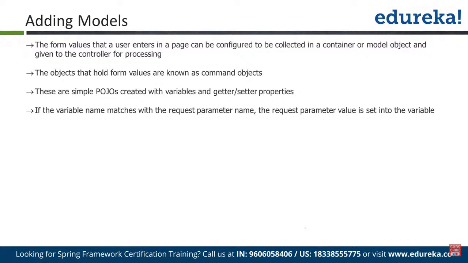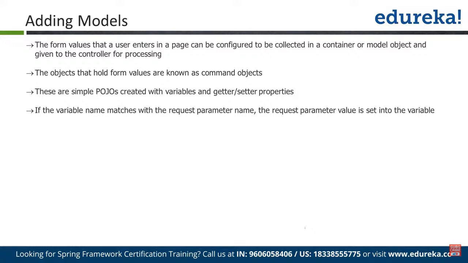Adding models. Models means beans, forms. The form value that a user enters in a page can be configured to be collected in a container or model object and given to the controller for processing. So the form which we use on an HTML page, and we ask the end user to fill up that form, we use those form values at the server layer or a controller and then further process them. So how to use that? Let's see that. The objects that hold form values are known as command objects. Command objects are specific to Spring MVC, only Spring MVC, not any other framework.